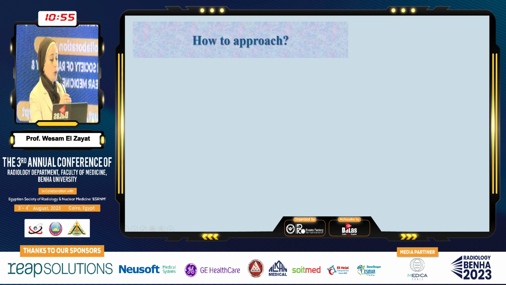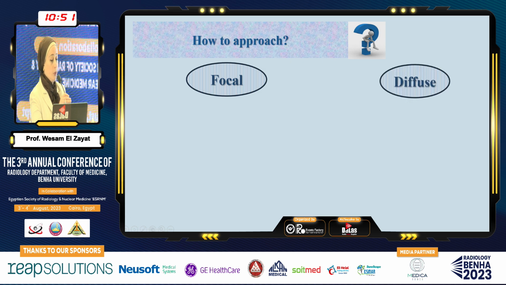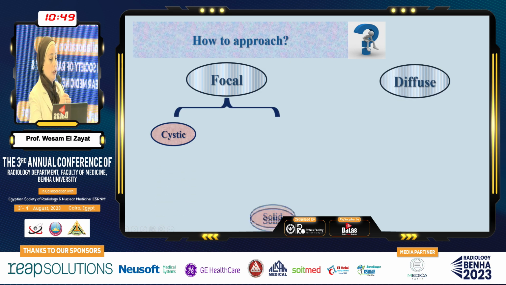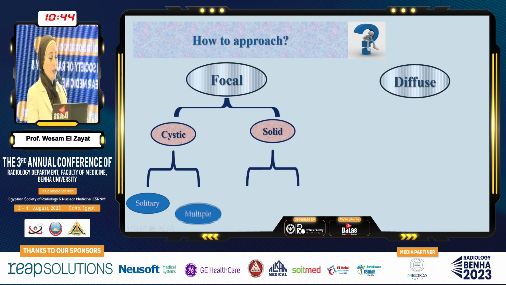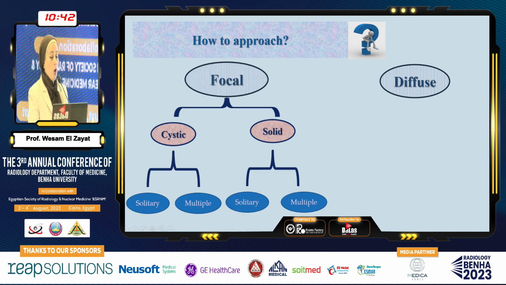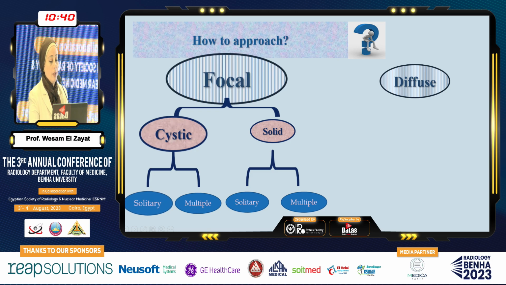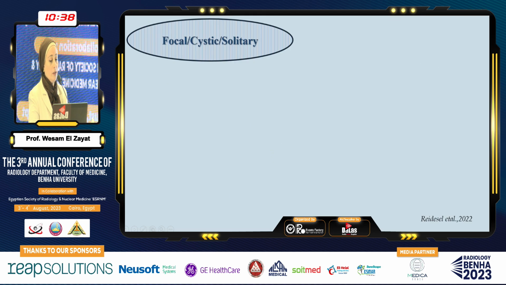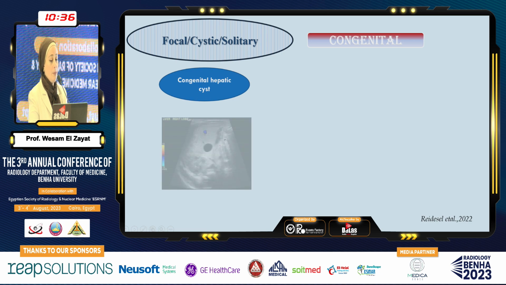So how to approach a case? The question is whether the lesion is focal or diffuse. For focal lesions, decide whether they are cystic or solid, and for both, solitary or multiple. For focal cystic solitary lesions, we have the congenital ones, like congenital hepatic cyst.